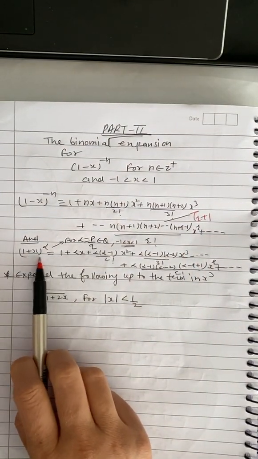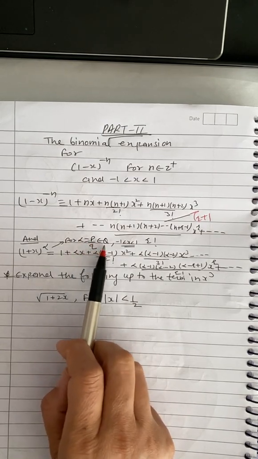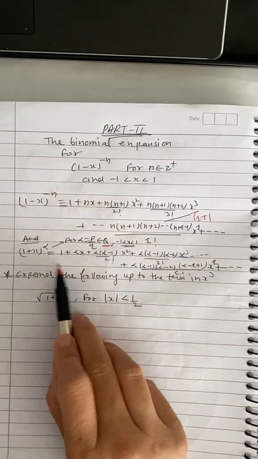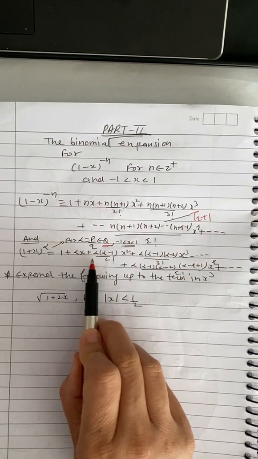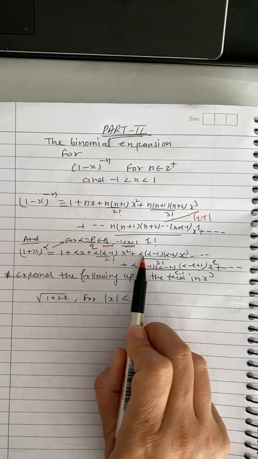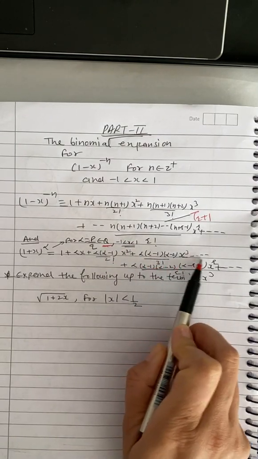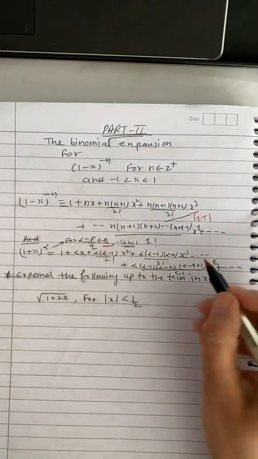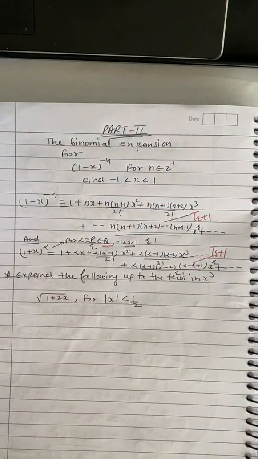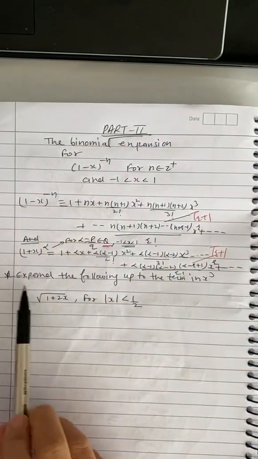Similarly, for (1 plus x) to the power of alpha, where alpha is a rational number, p over q. Q is the notation for rational number, and x is between negative 1 and 1. The expansion is 1 plus alpha x plus alpha times (alpha minus 1) over 2 factorial x squared, and then alpha(alpha minus 1)(alpha minus 2) x cubed over 3 factorial, and so on. And similarly, this is your T(r plus 1) term for this expansion. So now we have to look at a few examples where we use these expansion formulas.